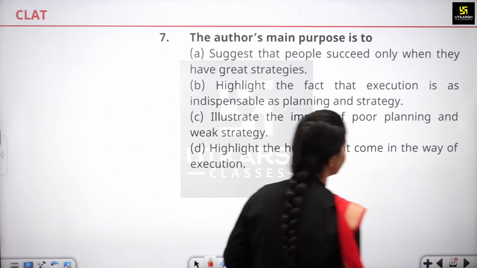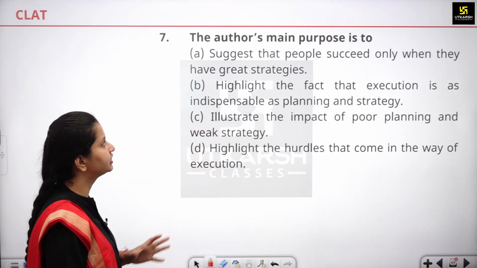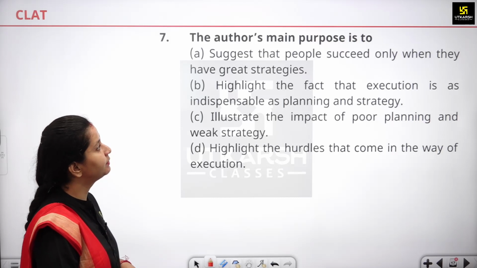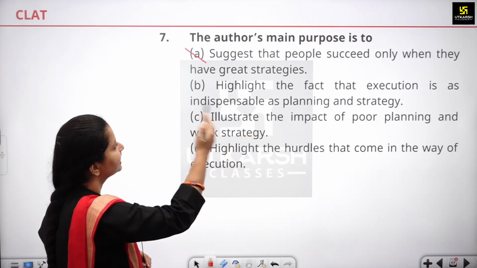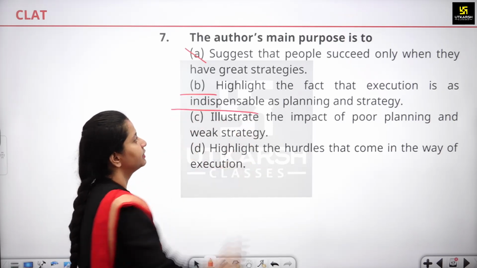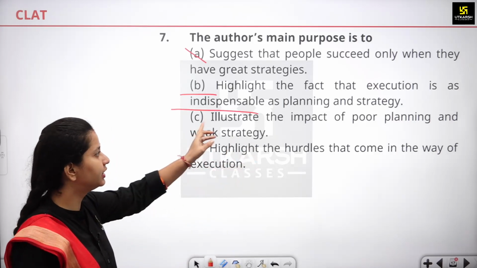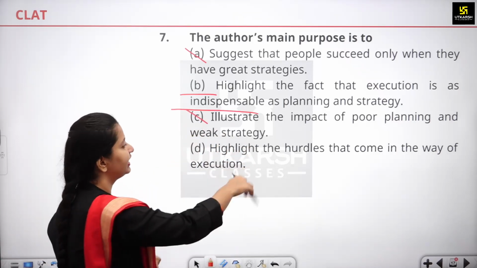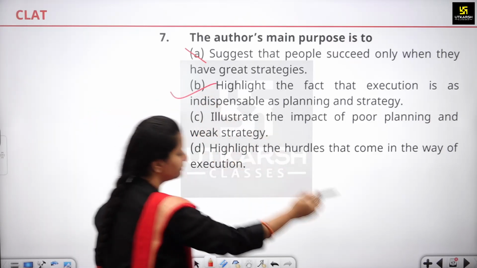Coming to the next question that follows. What is the author's main purpose? So author's main purpose is to highlight, to suggest people succeed only when they have great strategies. No. Highlight the fact execution is as indispensable as planning and strategy. Correct. Indispensable means inseparable. As planning and strategy. Illustrate impact of poor planning. No. Highlighting hurdles that come in the way of execution. No. Correct answer is option B here.